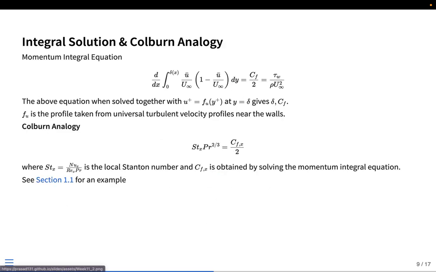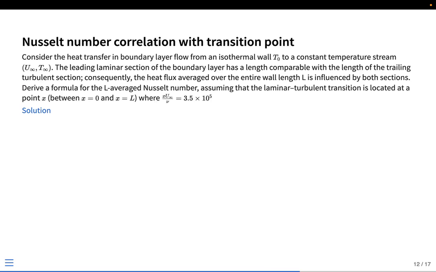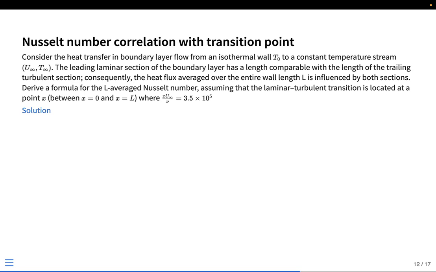Then we solved a couple of problems. The first problem is an integral solution method, which, as I said before, assumes the entire flow to be turbulent, which is not really the case. You have a certain region that is laminar, then transition, and then turbulent. So if you know where the transition happens, all you have to do is integrate separately for the laminar and turbulent regions.